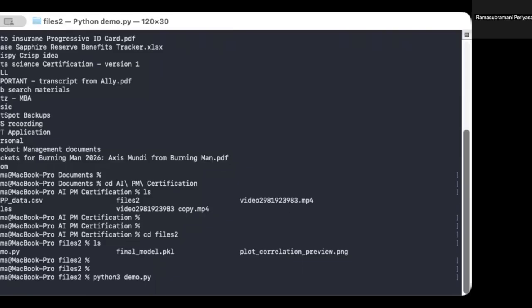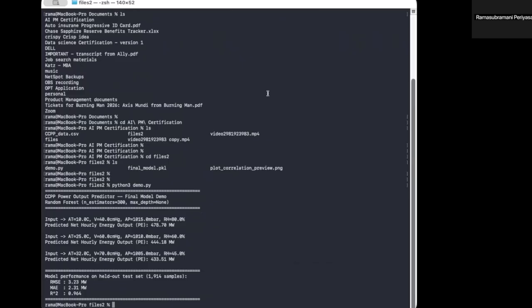So here I have a Python script that I am running right now, and it shows you the model results, the model performance included. As you can see, the RMSE value here is 3.23 megawatt, the MAE is 2.31 megawatt. The R square, which is the key factor for the interpretation, is 0.964. As we interpret, the model achieves 96.4% R square, meaning it explains almost all the variance in the power output, and the typical predictions are within about 3 megawatt.